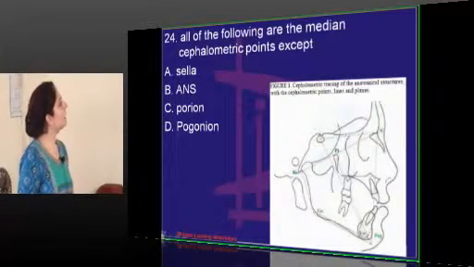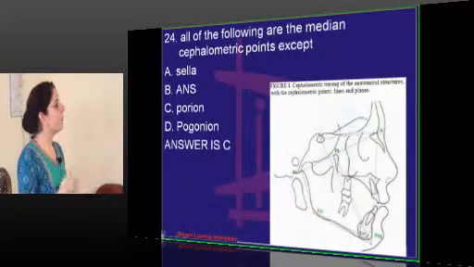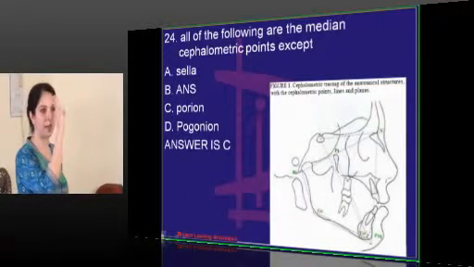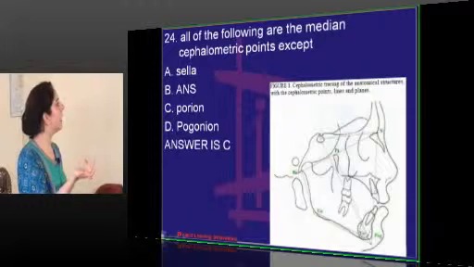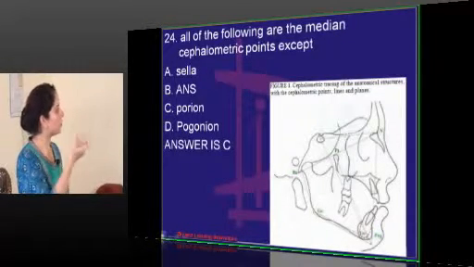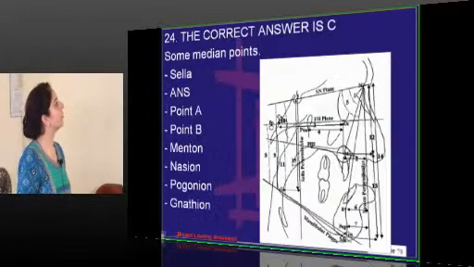All of the following are the median cephalometric points except porion. Median again is in the midline. So sella is in the midline when you see it anterior posteriorly. ANS again is in the midline. Porion is not exactly in the midline. So that is why the answer is the porion.